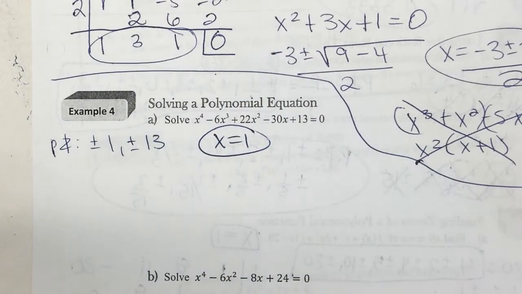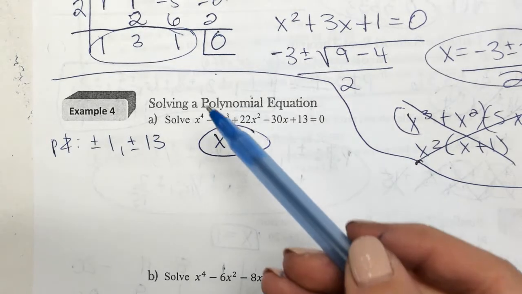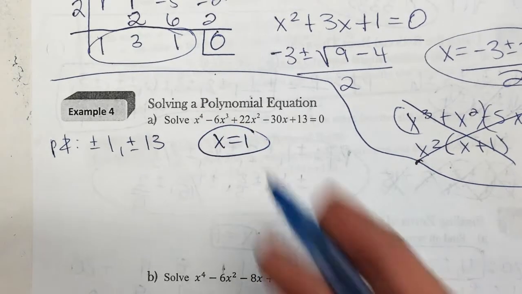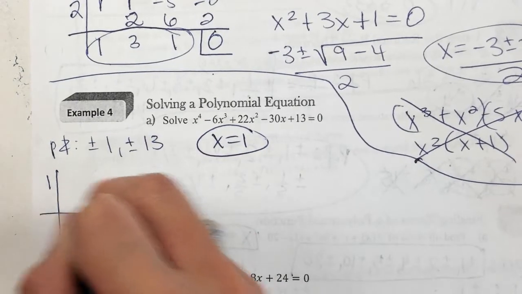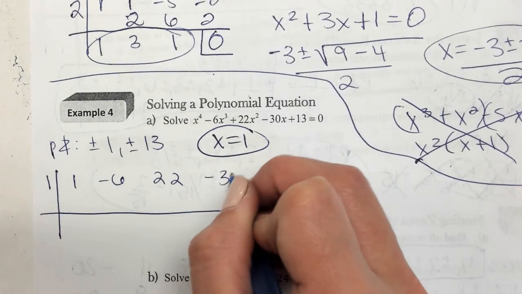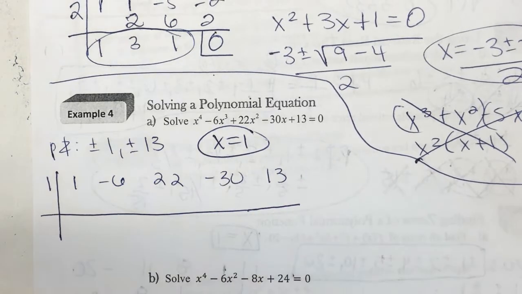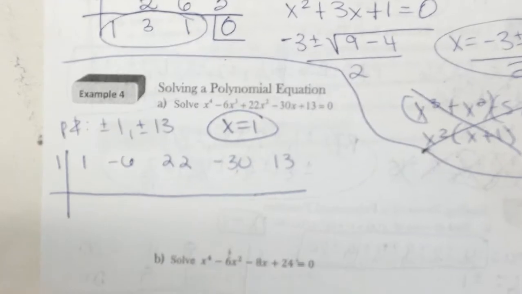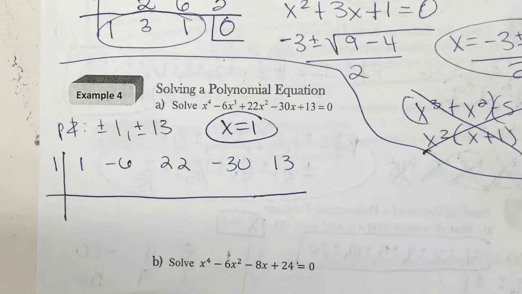Before we start, how many answers is this going to have? 4. Okay, so the degree is what? 4. Alright, put 1 on the outside. Go ahead and set up synthetic division: 1, -6, 22, -30, 13. This will be the last one, then we'll call it a day.